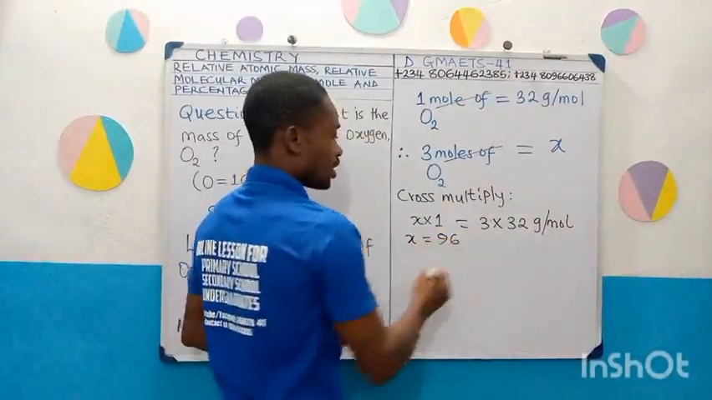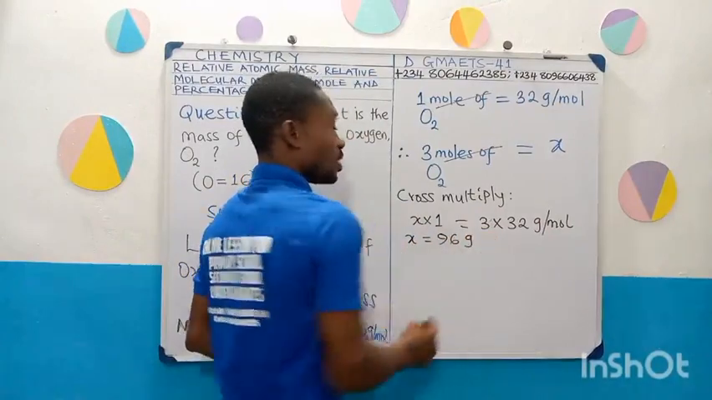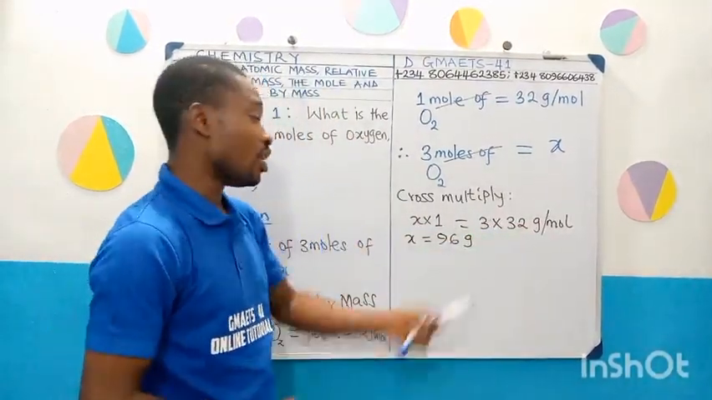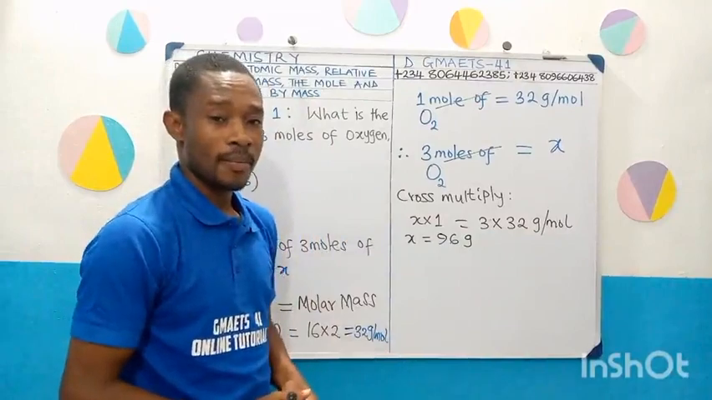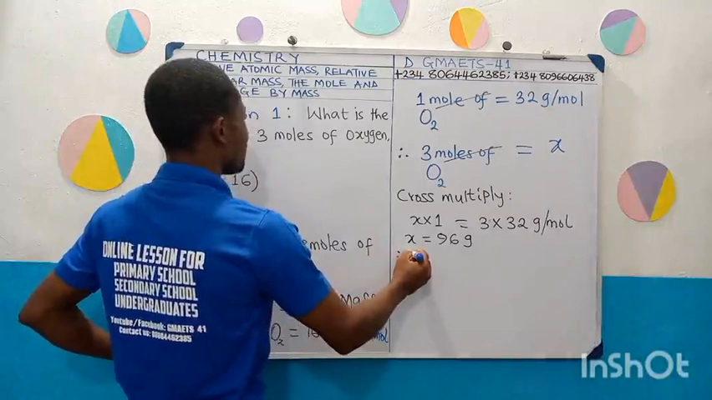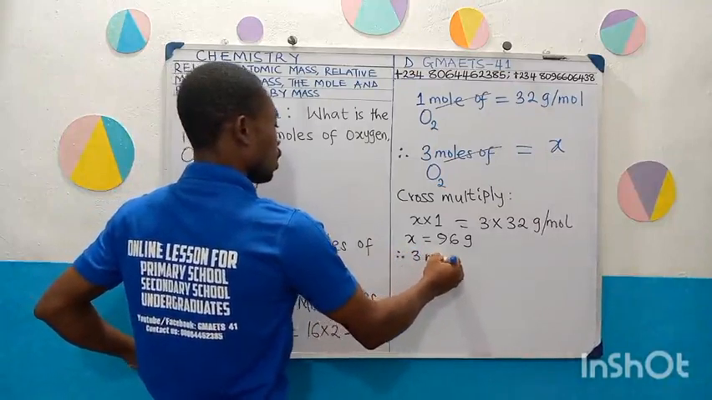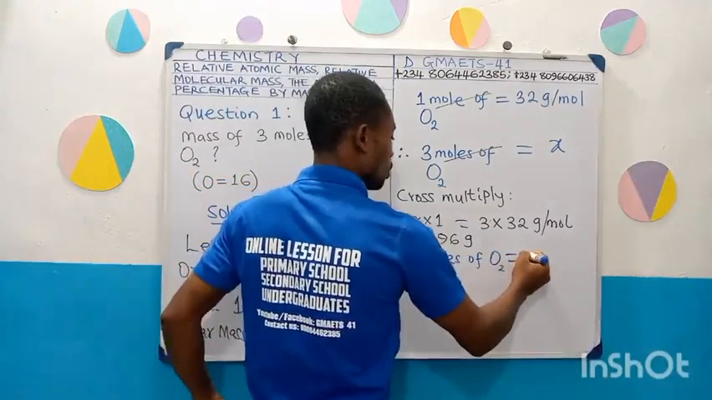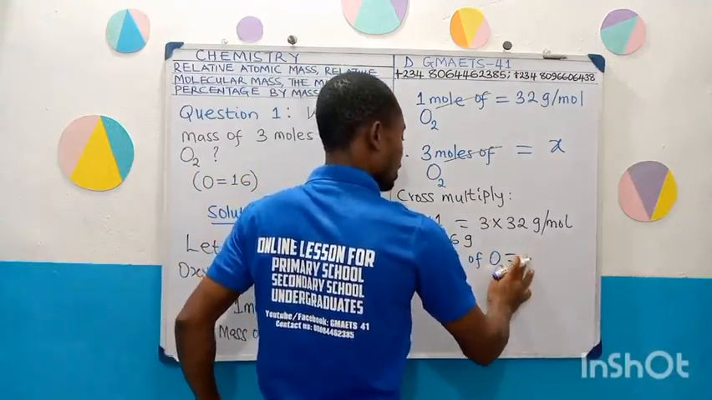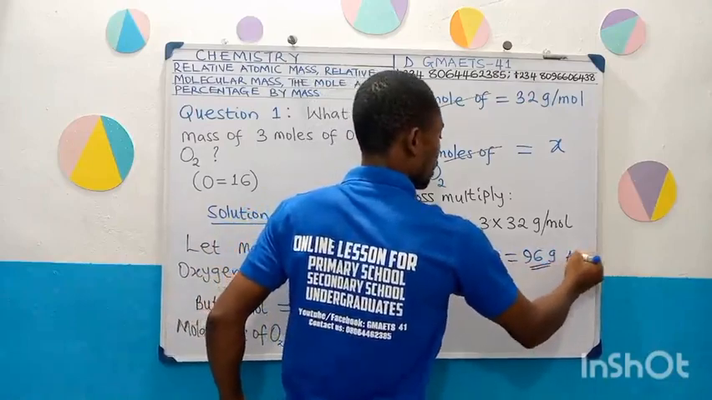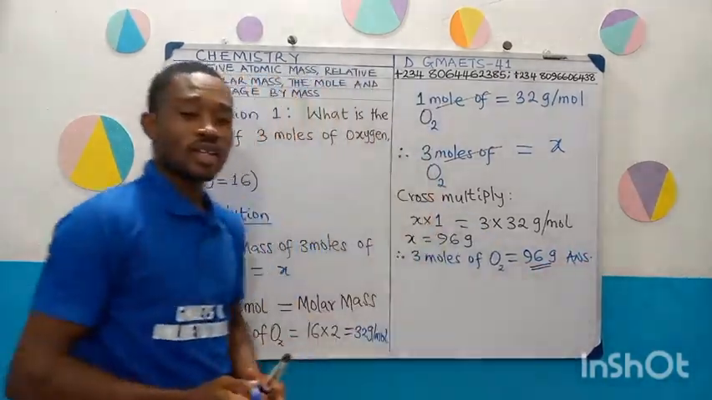96 grams. If I like, I put it per mole. If I don't like, I'll leave it like that. Okay? So in conclusion, I can say that 3 moles of oxygen is equal to a mass of 96 grams. Answer. This is one way I can solve it.